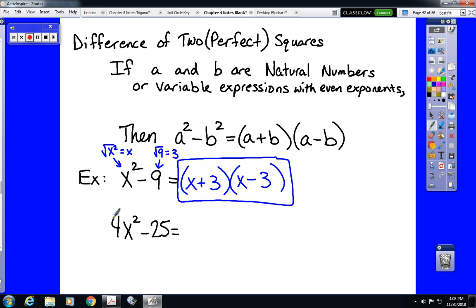Same thing for this next problem. 4x squared is a perfect square because 4x squared has a square root of 2x. Notice the root is gone. 25 is a perfect square because the square root of 25 is 5. We have a subtraction symbol. That makes it a difference of two perfect squares. And that means it factors into the square root of the first term, which is 2x, plus or minus the square root of the second term, which is 5.